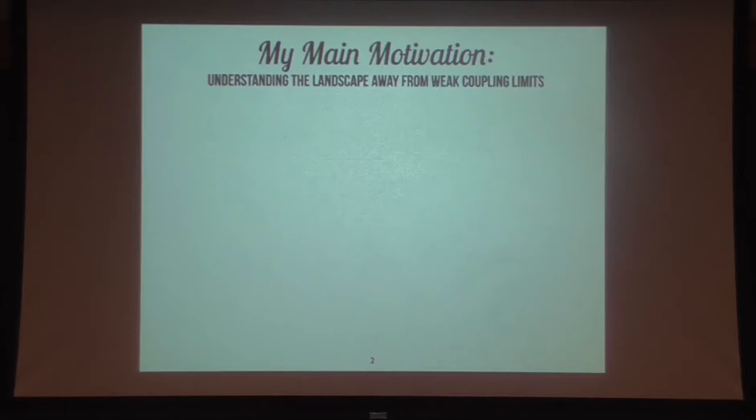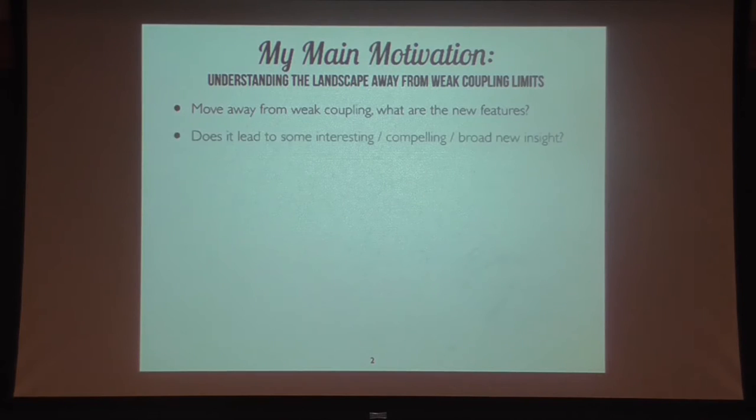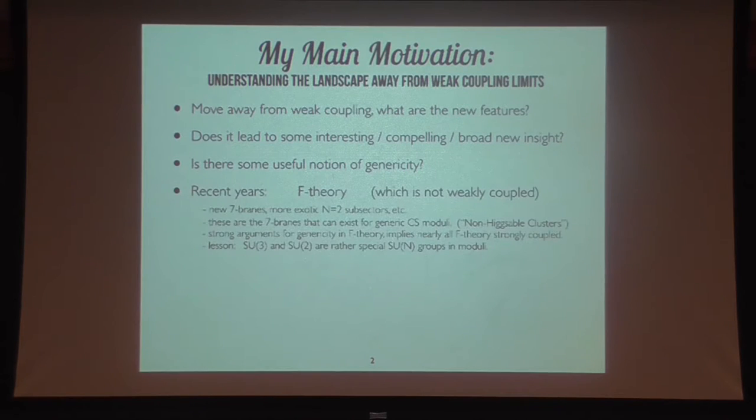And maybe I should just say that for me, the motivation in doing this is to understand the landscape away from weakly coupled limits. As we move away, do new things happen that are interesting? Can we control anything? And so forth. That's something that I think about a lot. In particular, are there new features? These would be great answers if and when the answer is yes. Is there some interesting or compelling or broad new insight you get, and so forth? Is there some useful notion of genericity? That is a good question, but again, hard.